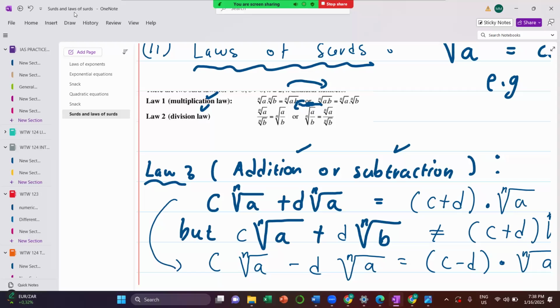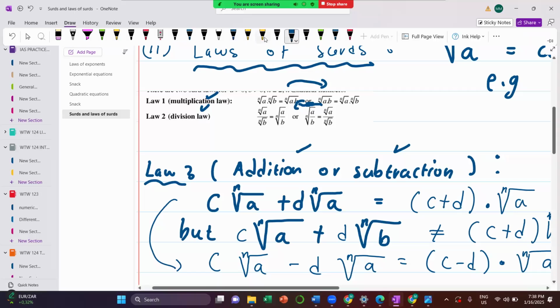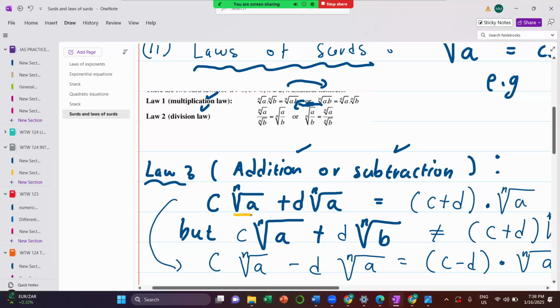So I'm treating this kind of like a highest common factor. I'm treating it as a highest common factor. Do you see that? Because I've taken it out and then added these numbers which are in front. Do you get that? Yes, sir. Okay.